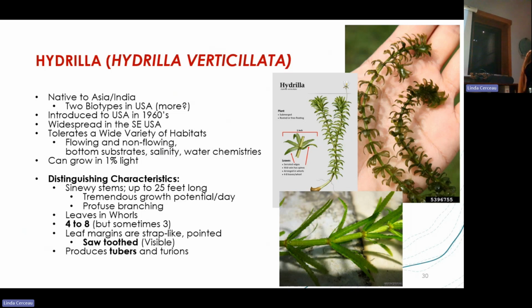There are actually now 13 biotypes throughout the world. Originally there were only 2 biotypes in the US, but now there are 3 because a new one was recently found in Connecticut. That's brand new news. It was originally introduced from the aquarium trade in the 1960s and has become widespread in the Southeast. Botanists for years said it can't overwinter up north, and then climate change, and here we are.